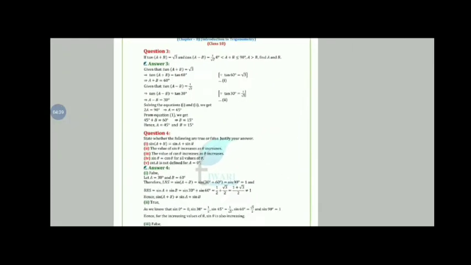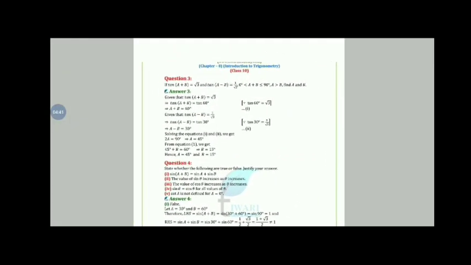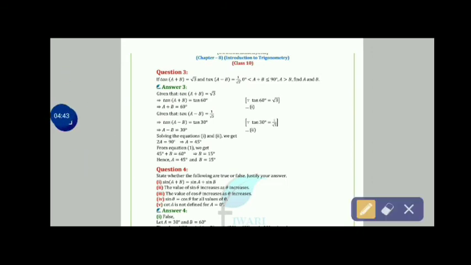Now if we move towards question number 3, what we have to do. In question number 3, it is given that if tan(A plus B) is equal to root 3 and tan(A minus B) is equal to 1 over root 3, and A plus B is greater than 0 degree and less than or equal to 90 degree, and A is greater than B, then find A and B.